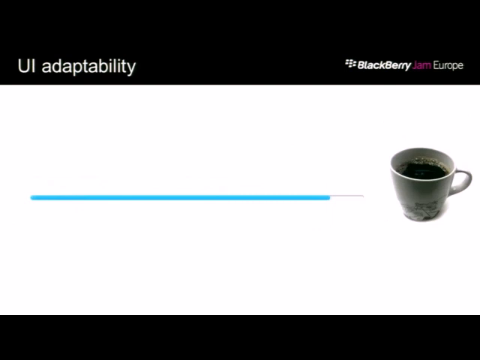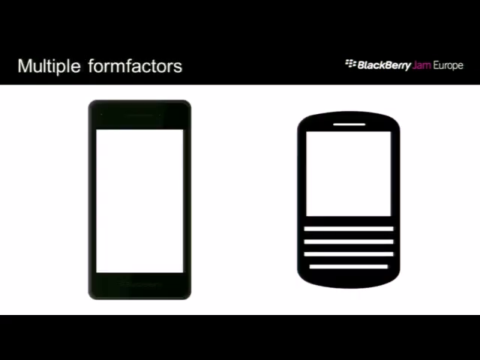Now we're at the last section of this presentation. It's about UI adaptability. You probably saw at the keynote today, Chris Smith talked about the fact that we have the Z10 device now, and very soon there will be the Q10 device. These have different characteristics. Obviously the Z10 is full touch. The QWERTY device, the Q10, has a smaller screen and a physical keyboard.